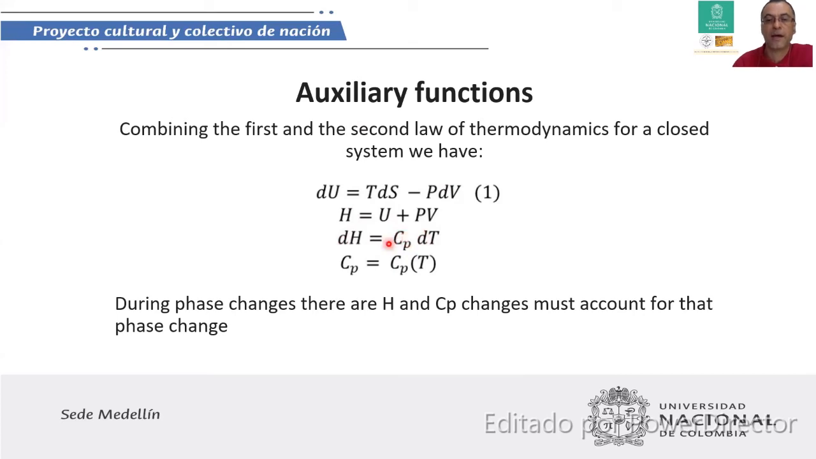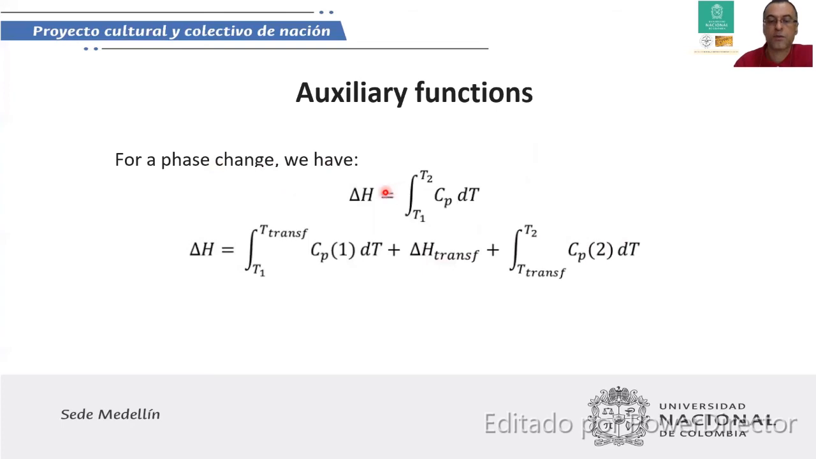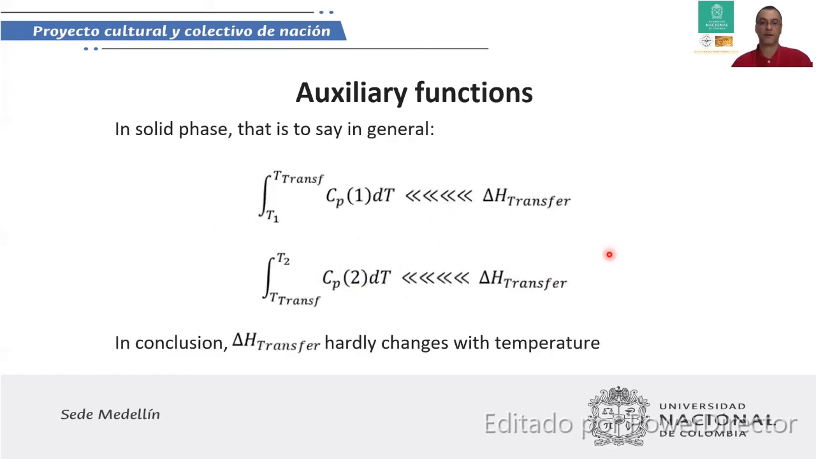heat capacity, presented only in isobaric processes. And you could define heat capacity in isobaric processes as a function of the temperature, okay? In that sense, you could present the change of enthalpy in terms of heat capacity. When there is a change of state, maybe a phase transformation, you could express the enthalpy in this sense, okay?